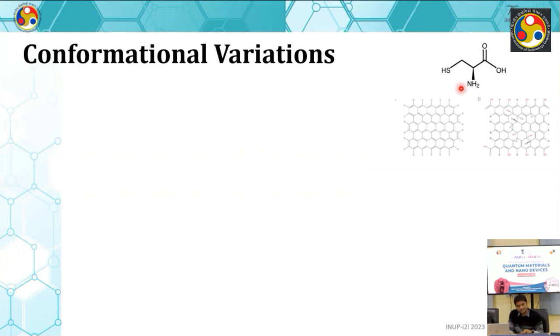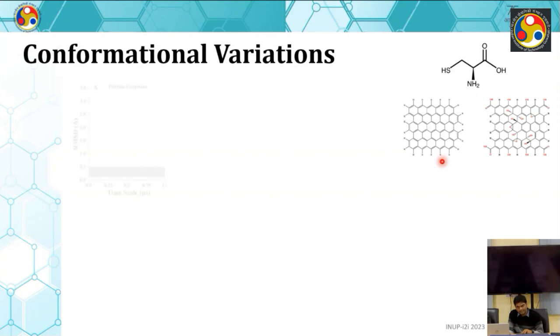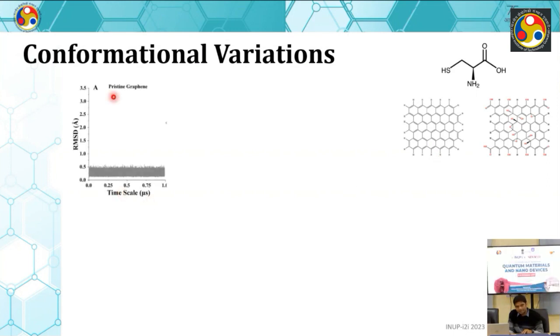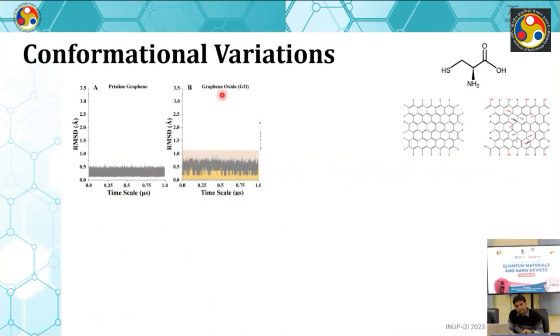So this was the cysteine again, and these are the two systems for which we get distinct DLS peaks. Now the RMSD for the pristine one shows it was very uniform across the 1 microsecond simulation, and it doesn't show much fluctuation. However, when we simulated the graphene oxide, because of the structural defects induced, we see some bending and some butterfly kind of conformation. And so we get two different conformations, which are shown with two different colors.